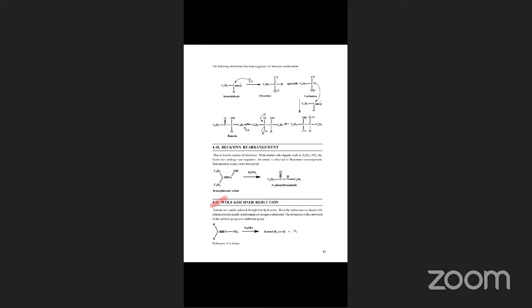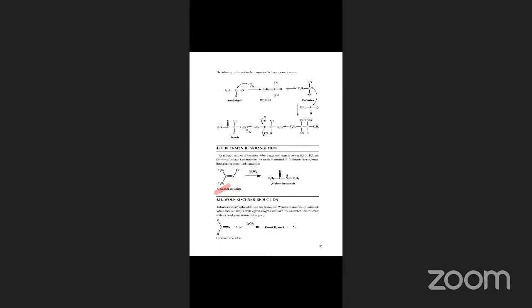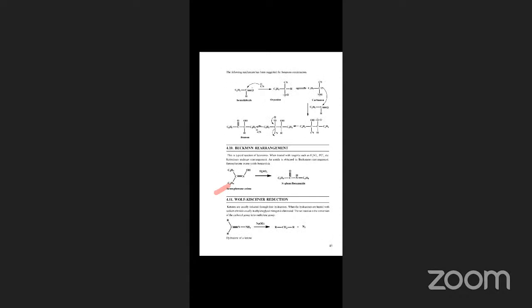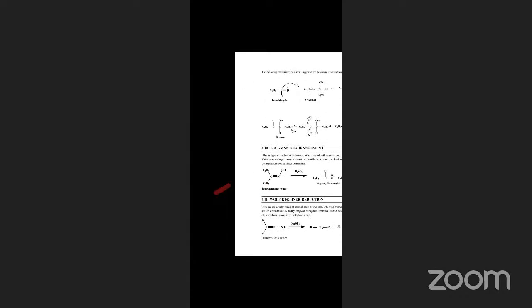See, Wolff-Kishner reduction. This is maybe the last one, Perkin and aldol. These two are very, very important. These are also all name reactions. So see, these are all chemical properties.